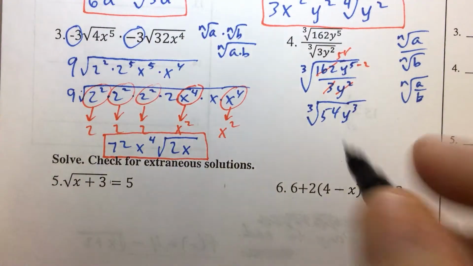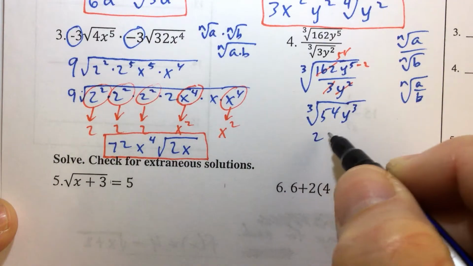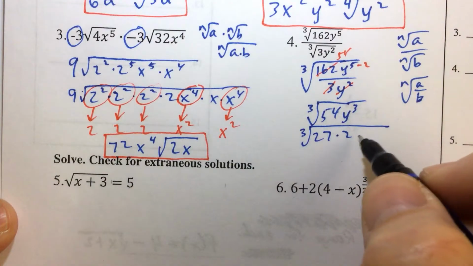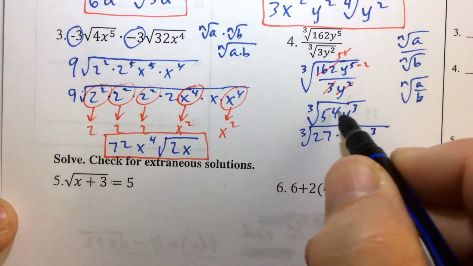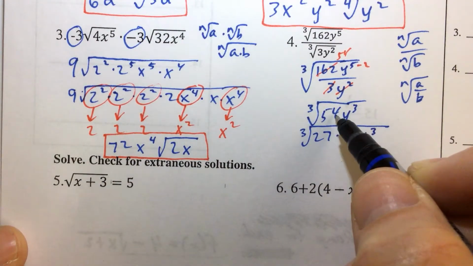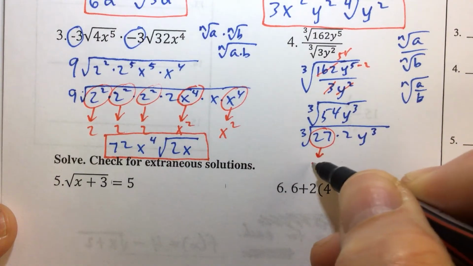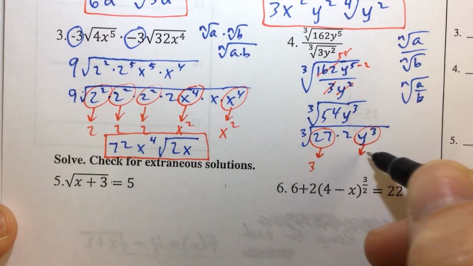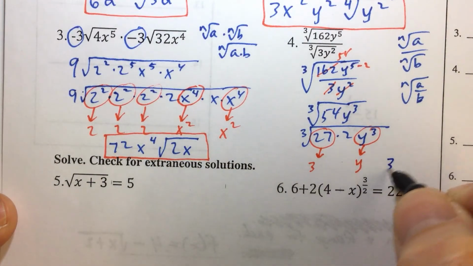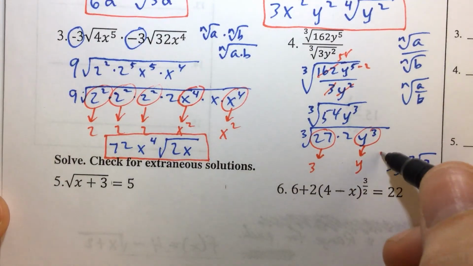But 54 can be written as 27 times 2, so I'm going to write that as 27 times 2. This is more the way I want you to try to get to the point where you don't have to break down the numbers anymore. But if you broke this down, you'd have 3 times 3 times 3 times 2. So we know that 27 is a perfect cube, so we get to pull a 3 out. And y cubed obviously is a perfect cube, so we get to pull a y out. So we get 3y times the cube root of 2.